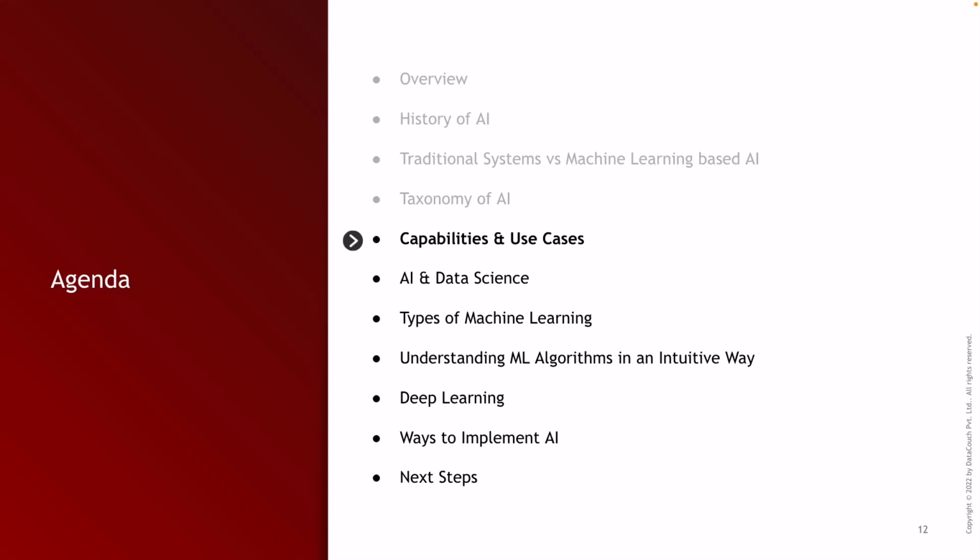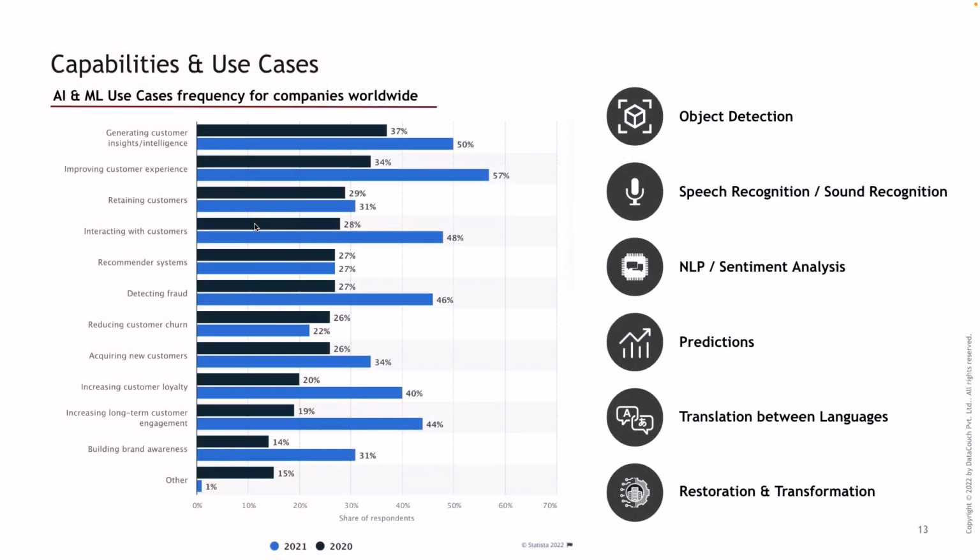So let's look at capabilities and use cases of AI ML. There was a survey conducted, and based on that survey results, it was identified that these are the most common use cases that we have in AI in various companies worldwide. So these numbers are gathered from 2020 as well as 2021.